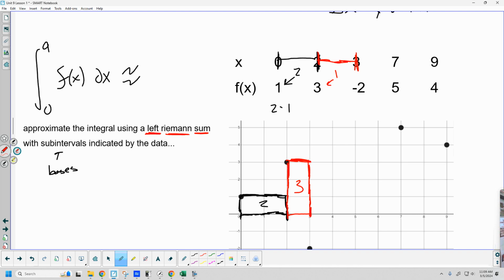Cool. Could you guys do the rest? And what I did was a base of 1 and a height of 3. 1 times 3. Keep going. You good? You don't use the 4. Yeah, you use it.